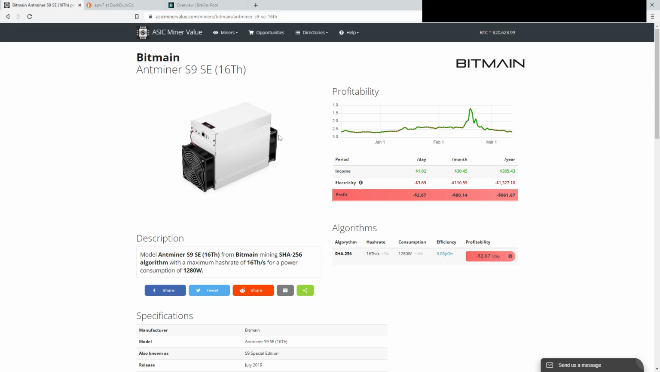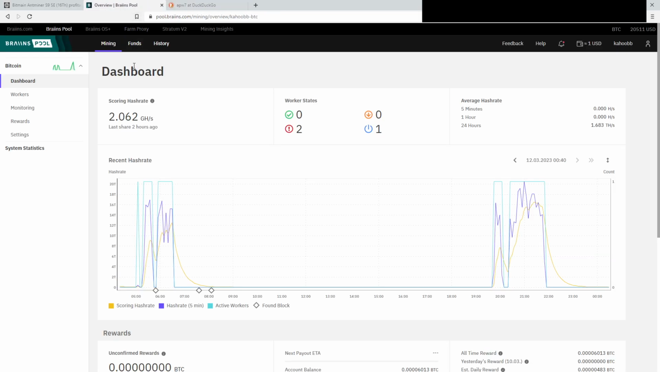So yeah, there's that. Now, before I end this video, as it's getting kind of long, I just want to show a quick thing. We are using Braiins Pool, also known as Slush Pool. They just recently changed their name. So you can see the hash rate right here. It does show two workers, because we do have two Bitcoin miners. I just haven't gotten to the second one we bought.